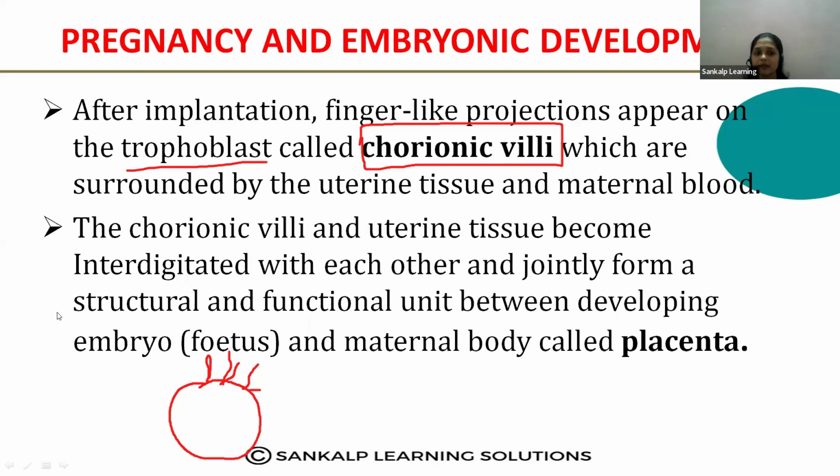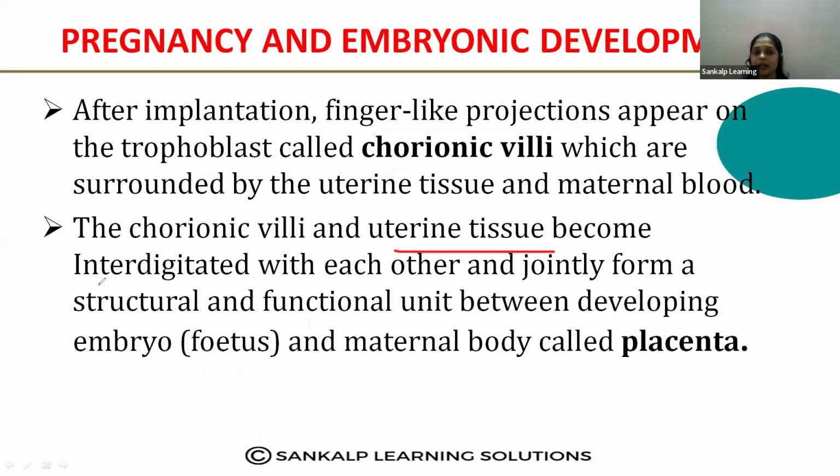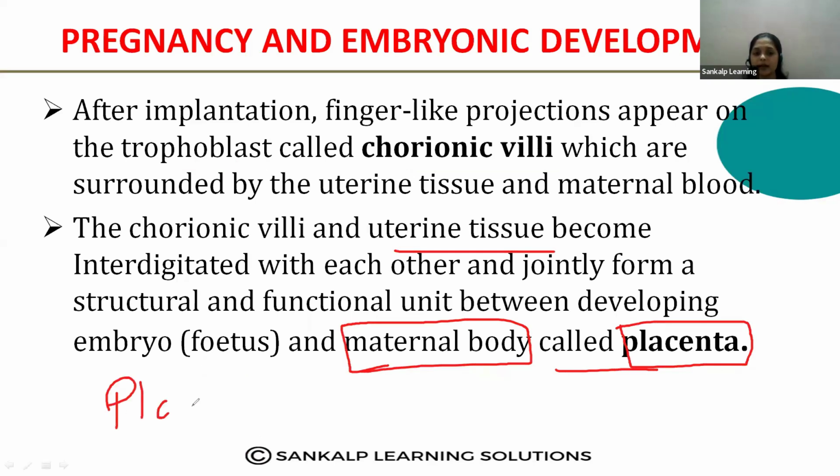And these chorionic villi and uterine tissues become interdigitated and jointly form a very important structural and functional unit between the developing embryo and the maternal body. Maternal body means mother's body. That is called the placenta. Here, a very important thing is the placenta. What is the placenta? That is also an important question.